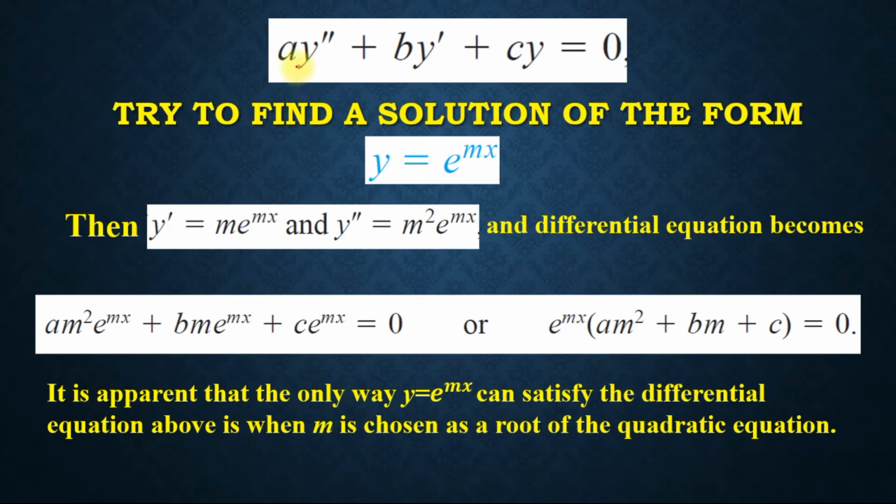So our equation is ay'' + by' + cy = 0. Let's try to find a solution of this differential equation in the form y = e^(mx). To check whether this function is a solution, we need to find its derivatives up to the second derivative. The first derivative is y' = m e^(mx), and the second derivative is y'' = m² e^(mx).